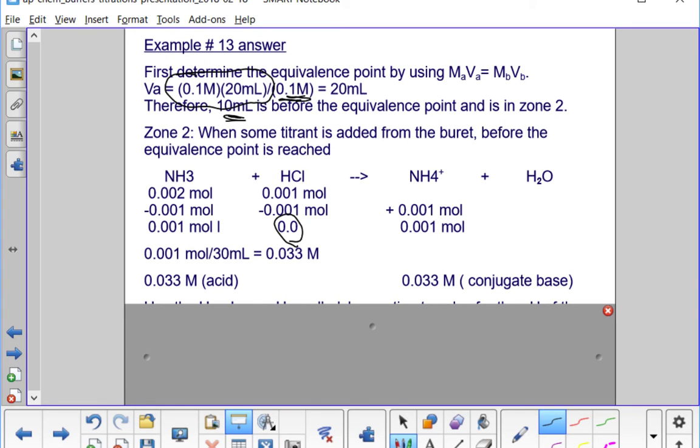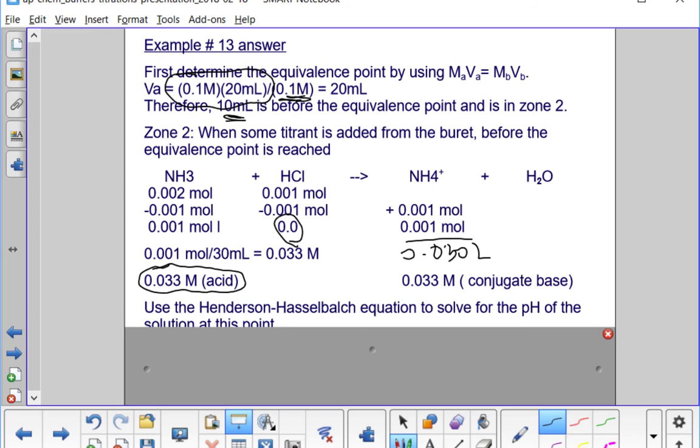So I can find the concentration of the NH3 by dividing by the total number of liters. 20 plus 10 is 30 milliliters, or 0.030 liters. So you have 0.033 molar NH3. And I do the same thing here, divided by 0.030 liters, and we get 0.033 molar conjugate acid.